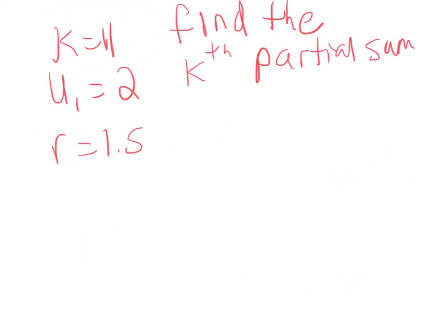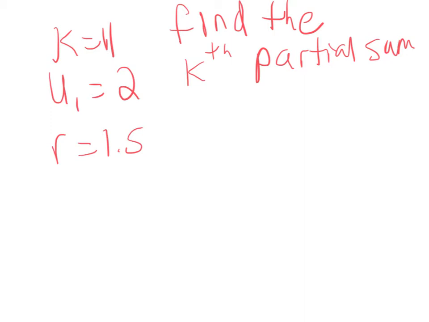The next type of problem you have to know how to do is to find a partial sum. So if we want to find the k partial sum, k is just replacing n. K and n are going to go back and forth all the time. We're trying to find the sum of the first k terms. In this case, k is 11, so we want the sum of the first 11 terms. If we were going to add them all up, 2 plus the next term plus the next term plus the next term, all the way to the 11th term.